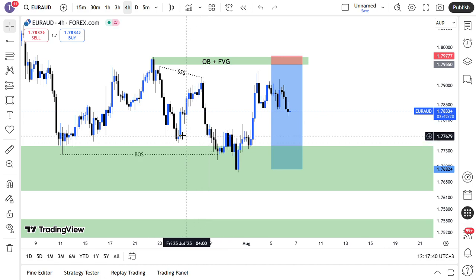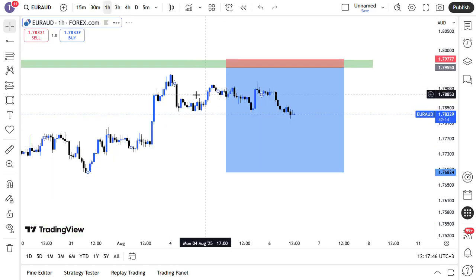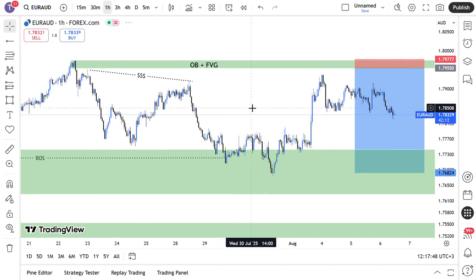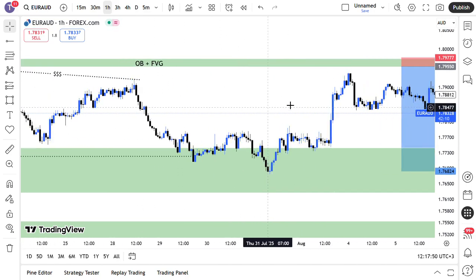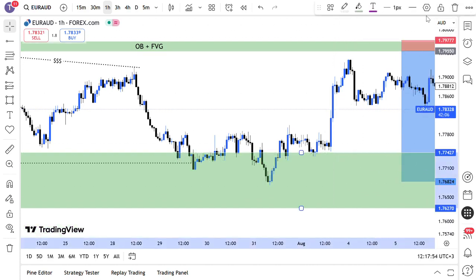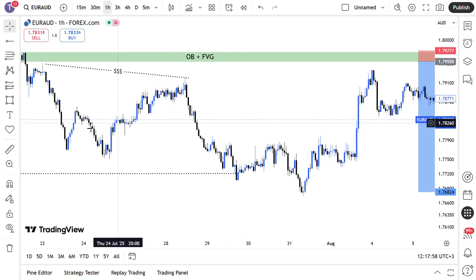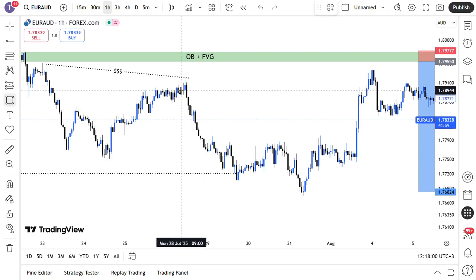And remember, this is an internal break of structure. That's why in the 1-hour time frame we have a reaction from that order block. That is why from the 1-hour time frame, let me delete this. That is why from the 1-hour time frame we have a reaction from this order block. There is this order block. This order block has a fair value gap.